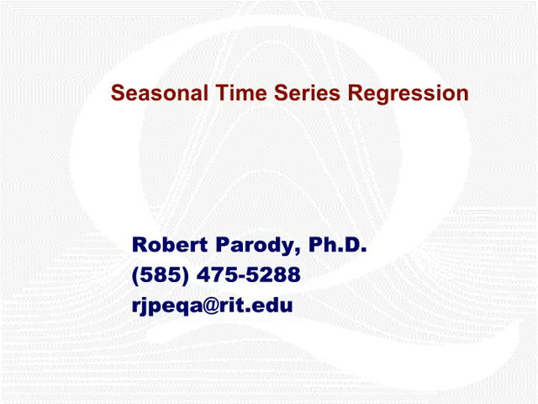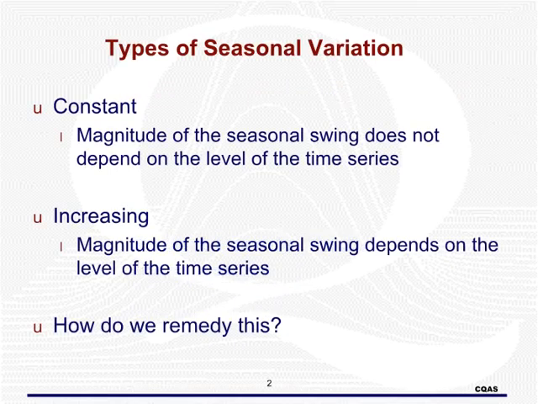This week, we will be talking about seasonal trend modeling with regression. There are two different types of seasonal variation. These are constant and increasing. Seasonal variation is considered constant if the magnitude of the seasonal swing does not change based on the level of the time series. So if this were monthly data, the magnitude of the seasonal change does not change based on what year it is.